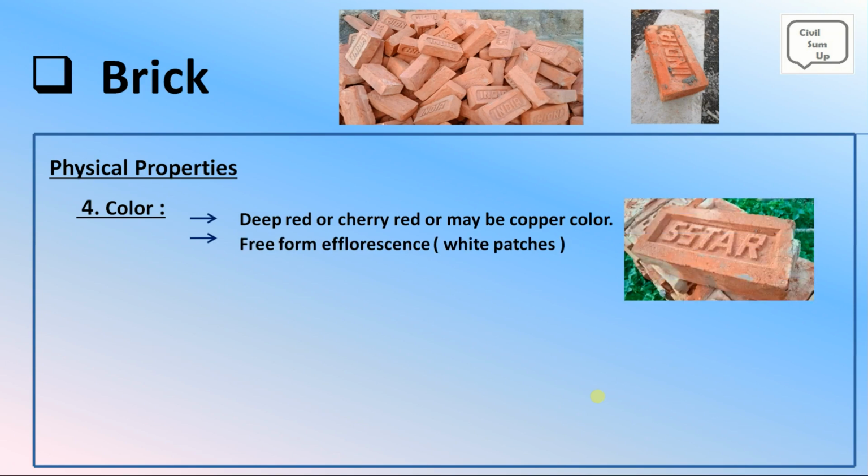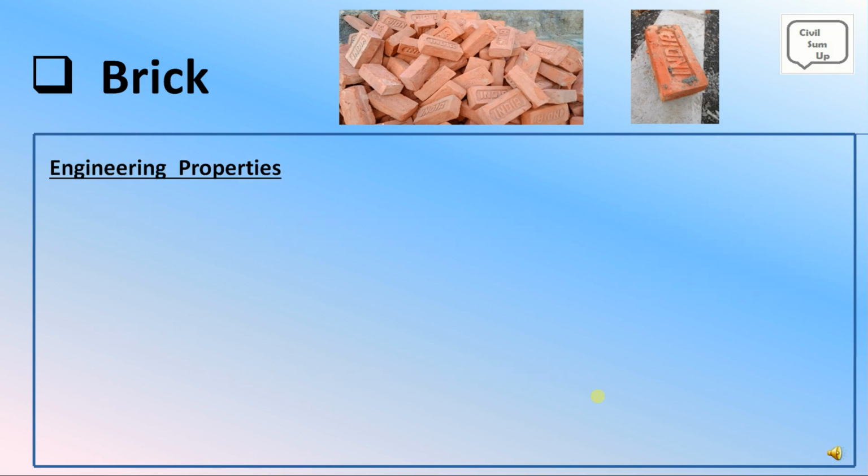So the brick should look like this. This is the true color of a good brick. Now the fifth physical property is sound. A good brick should have a good metallic sound. It should not give a dull sound when struck against each other. Now that's all about the physical properties.